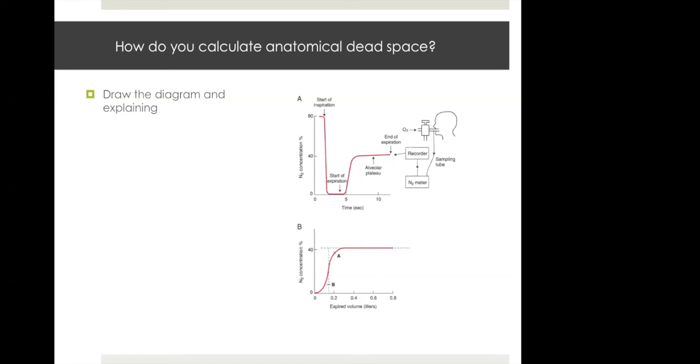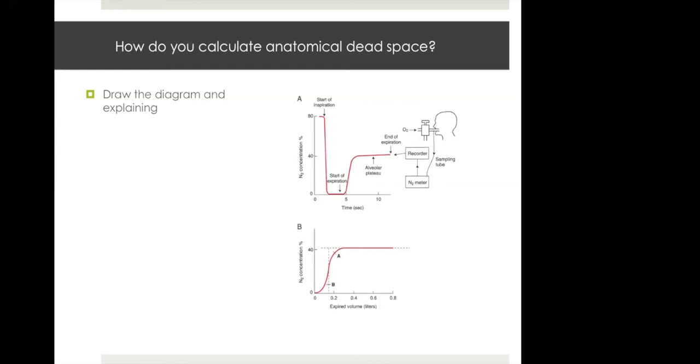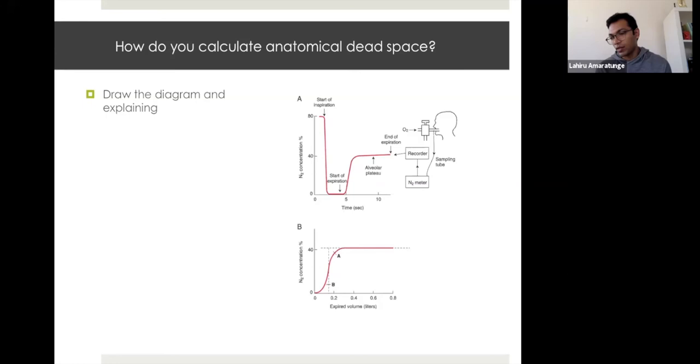That was pretty good. How do you measure the volume, by the way? Using that sampling tube in the nitrogen meter. Beyond that, I don't know. Yeah, that's right. They use a flow meter. So any kind of flow meter.